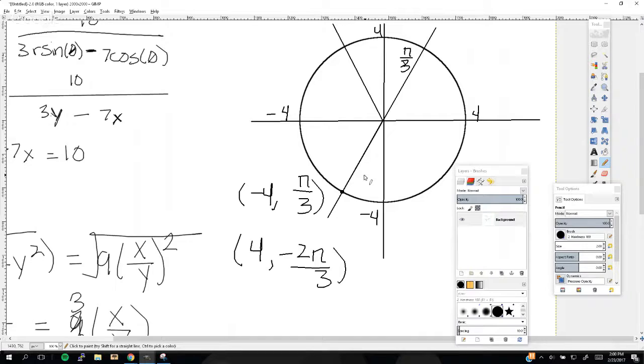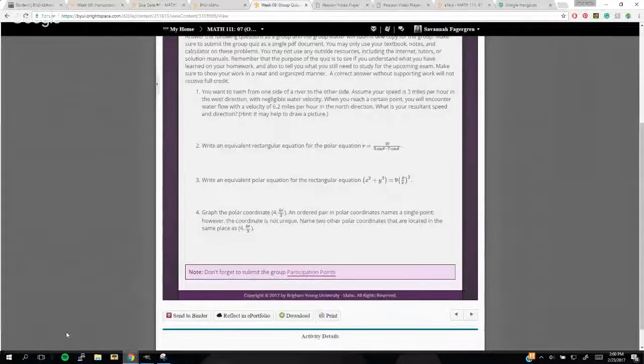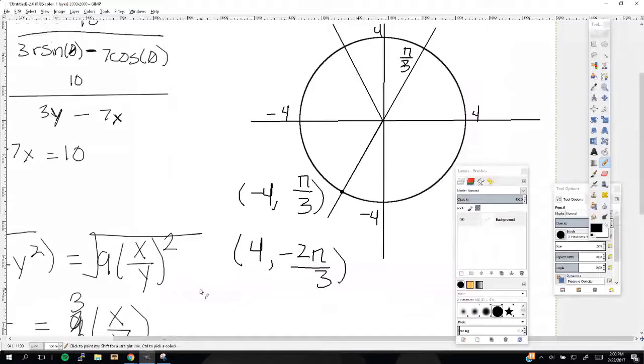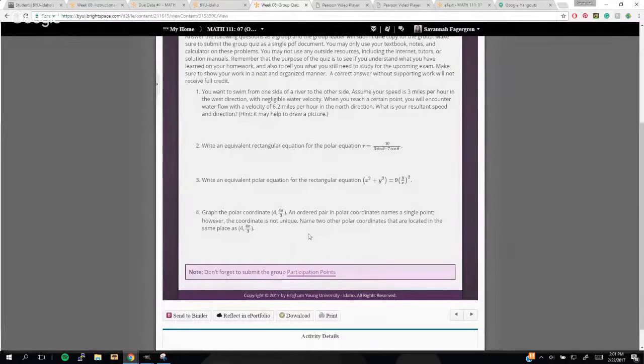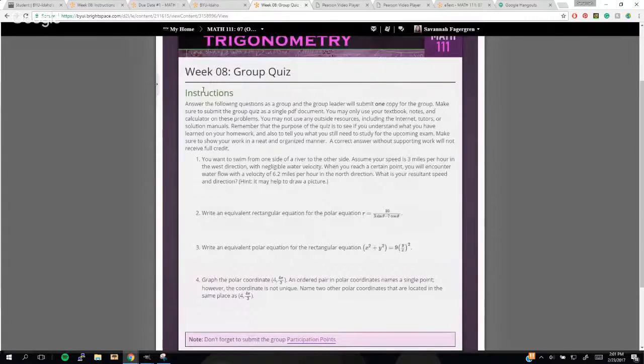Okay, cool. How many points do we need? Just 2 other points. Can we just write them in that same way, or do we have to solve them? No, I think we just have to do that. Okay, that's fine with me. Yeah, he says just name 2 other polar coordinates that are located in the same place. Okay, so that's the quiz.